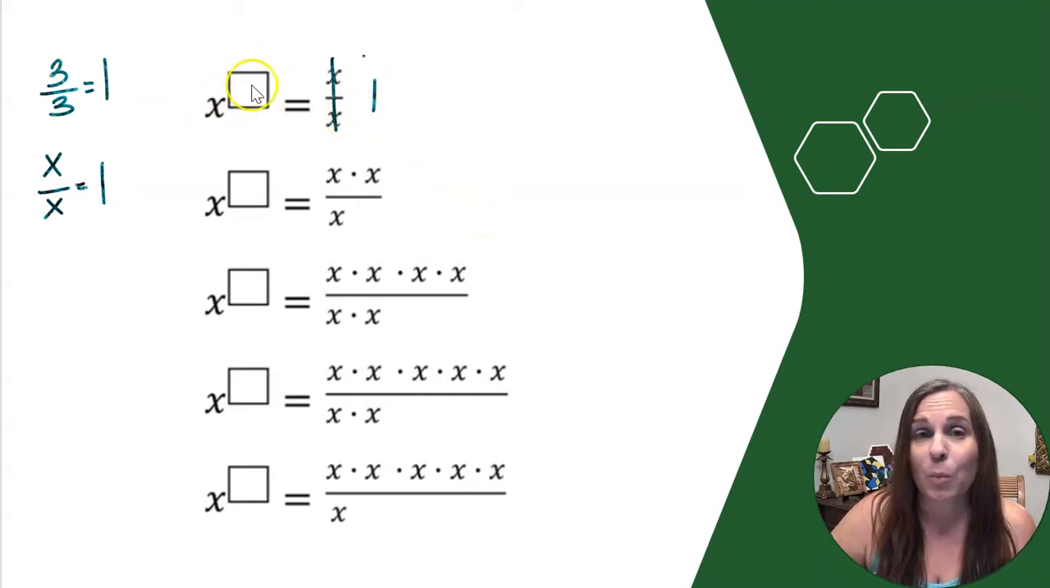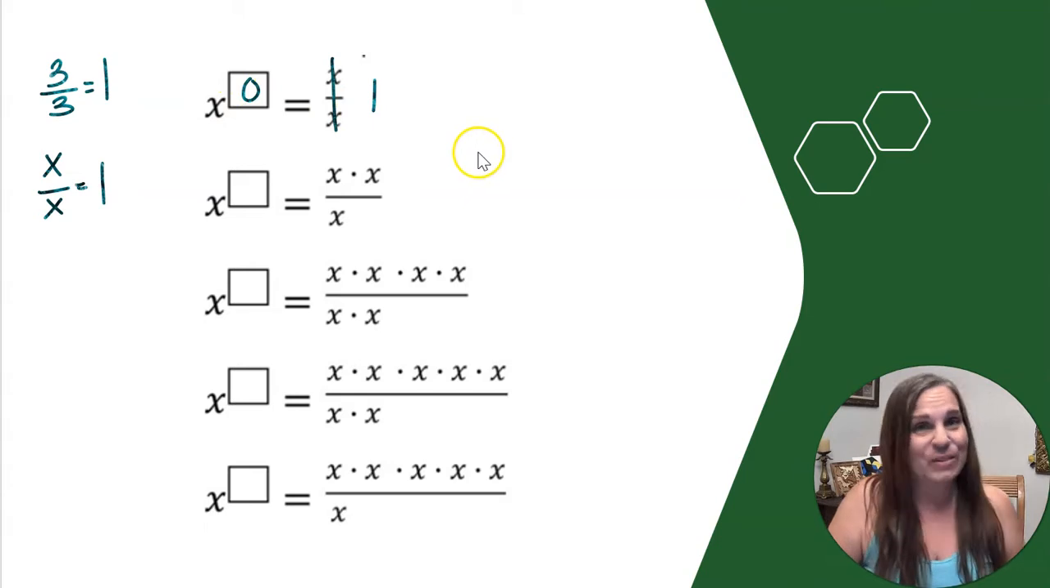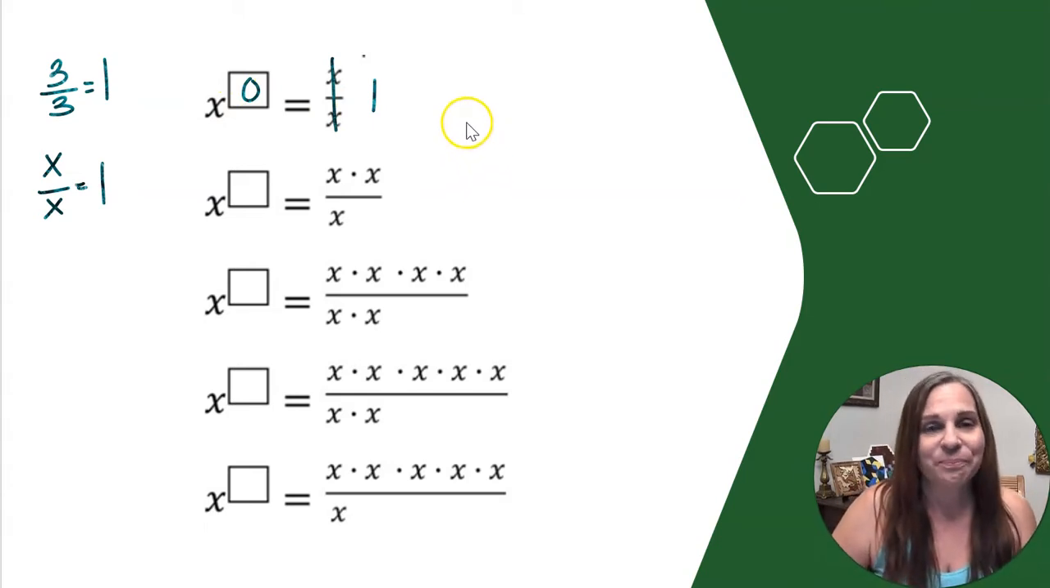And what exponent should I put for it to equal 1? Think about that. X to the what power equals 1? I'm hoping you're thinking 0, right? Because anything to the 0 power is 1.